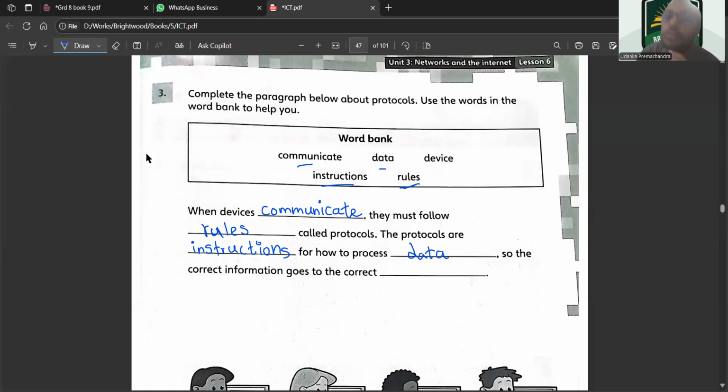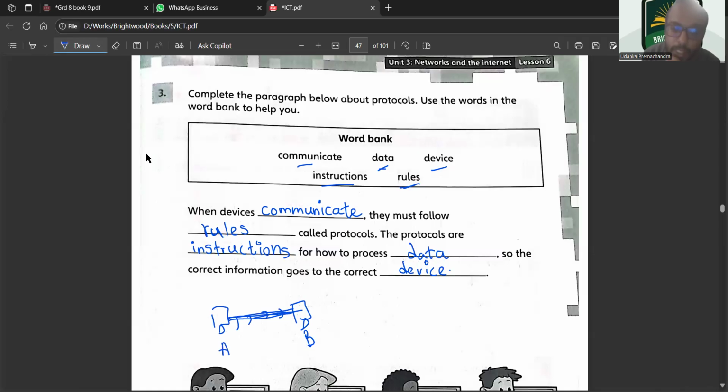The last should be devices. Yes. For how to process data. So the correct information goes to the correct device. Like that you can fill. When devices communicate they must follow rules that are called protocols. The protocols are giving instructions for how to process data to send the correct information to the correct devices.